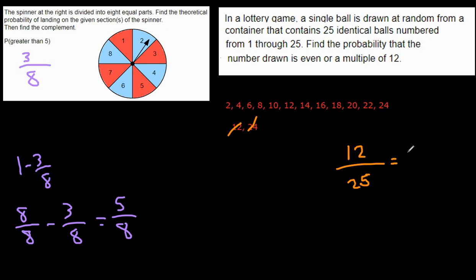So 12 out of 25, and they might want you to write that as a decimal, which would be 0.48, and if they wanted it as a percent, we could take that, multiply it by 100, and get 48%. Different ways to represent the same idea or the same answer. Go ahead and pause it if you need more time.